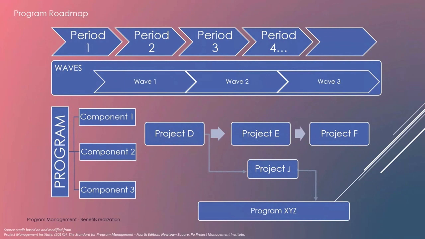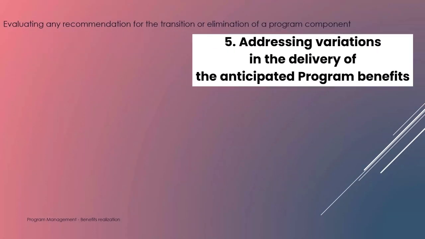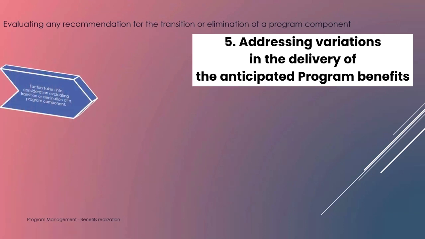Finally, let's finish by looking at focus point 5: addressing variations in the delivery of the anticipated benefits. Typically, from the diagram, you can see the factors to be taken into consideration when evaluating any recommendation for the transition or elimination of a program component.